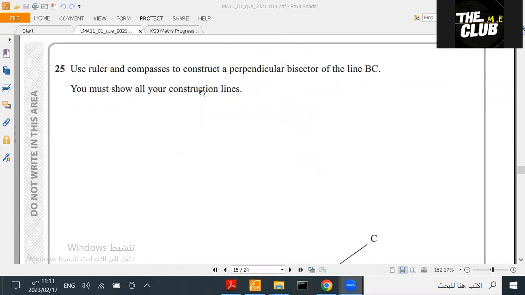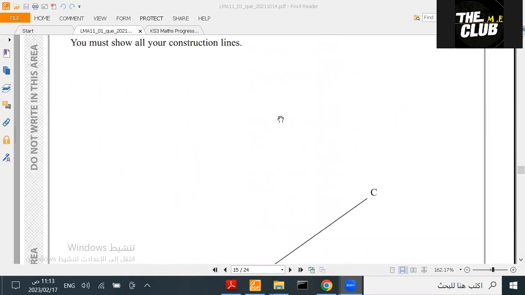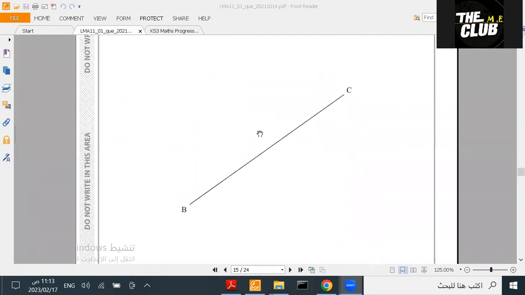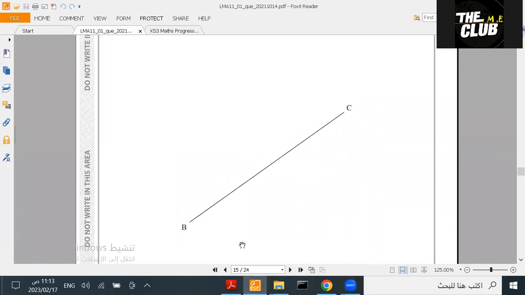Use a ruler and compass to construct a perpendicular bisector of the line BC. You must show all your construction lines. This one is a perpendicular bisector. We talked about this, I think. Let's do this very fast. I'll do it for you on the app. Let's pause this.